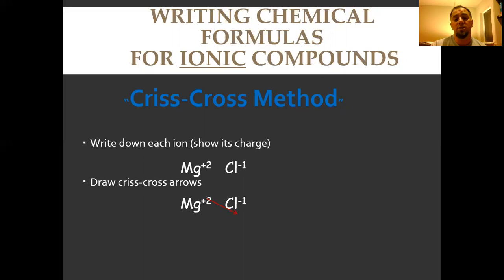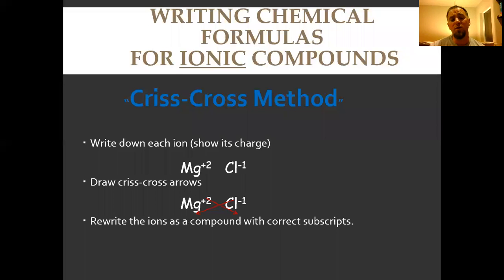So we'll draw the crisscross arrows. The 2 moves over to chlorine and the 1 moves over to magnesium. Then you can rewrite the ions in the compound with those particular subscripts. So we're just transferring the charge over to the other ion in that ionic compound. Then I rewrite this as magnesium chloride with a subscript for the chloride ion. This means that I have 1 magnesium ion and 2 chloride ions in order to show a net charge for this compound.